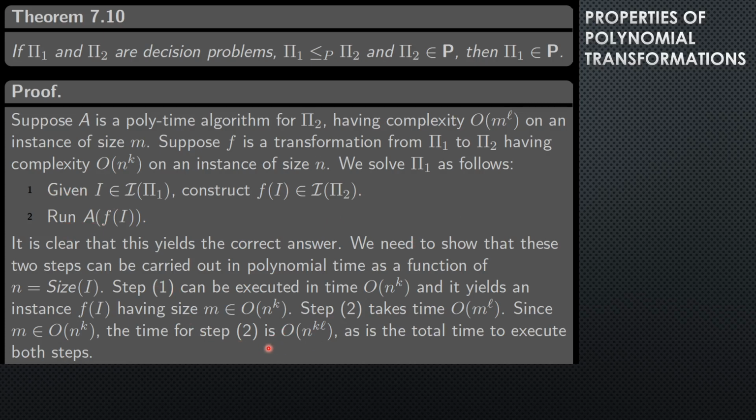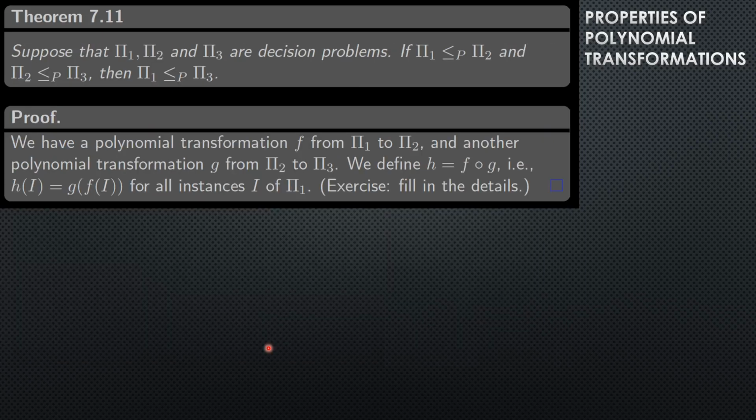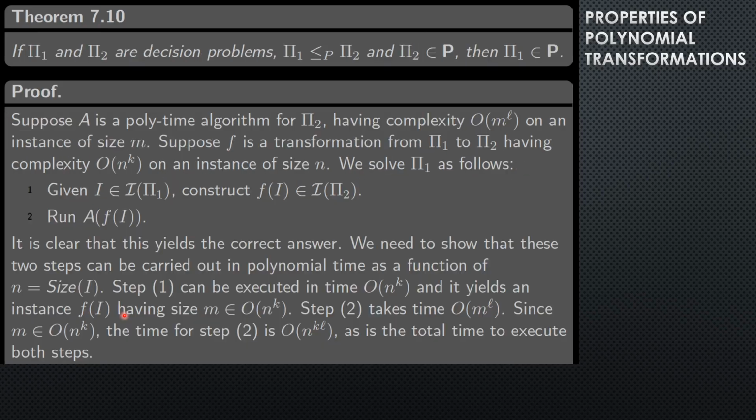Whew. Okay, that was a lot to say. Hopefully that made sense. I'm going to conclude with this slide. On the previous slide we saw that if we have a polytime transformation and a polytime solution to the target of the transformation, what we transformed to, then we can solve the problem we transformed from in polytime.